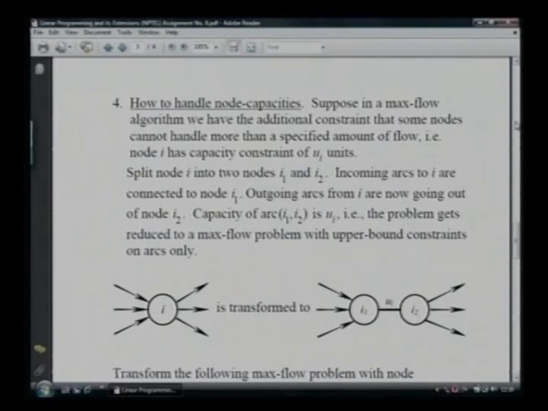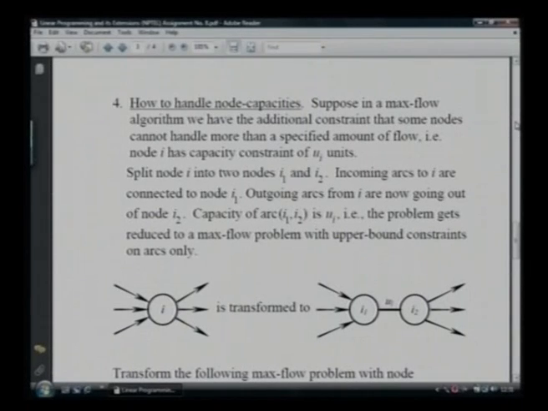Now problem 4. Because we did not discuss this in the lecture, I thought through the assignment sheet I will familiarize you with the situation when you have node capacities also. So you have arc capacities, that means a limitation on the amount of flow that an arc can handle, but suppose you also have a limitation on the amount of flow that a node can handle, because your warehousing capacity may be limited and so on. There are many situations which you can formulate with node capacities also.